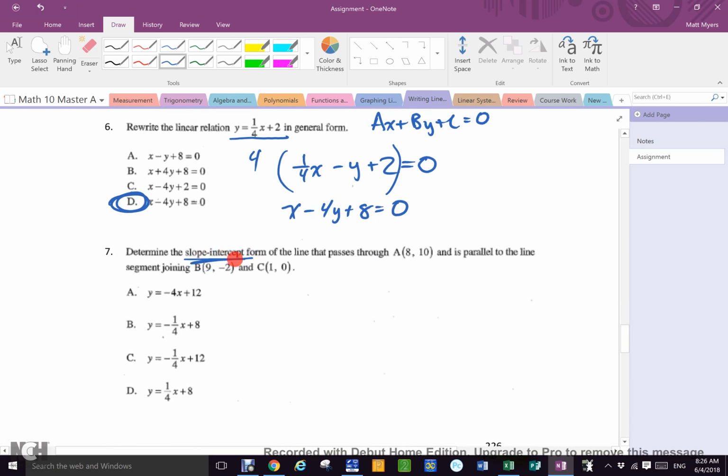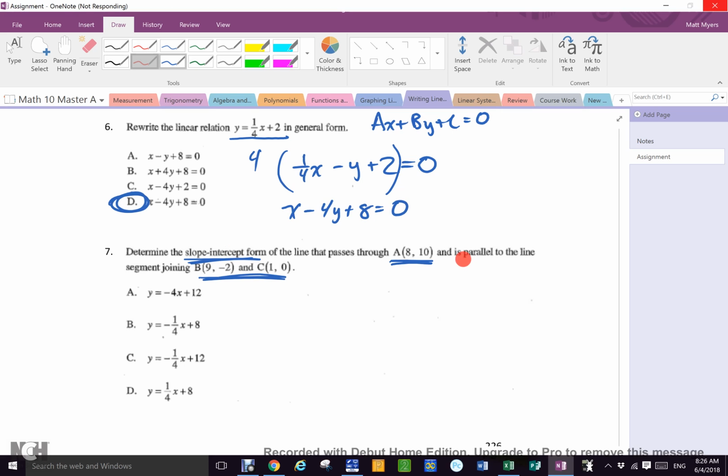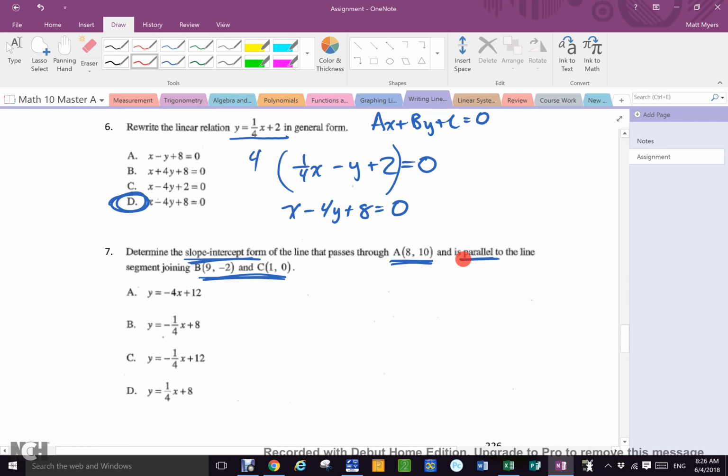I want the slope-intercept form of the line that goes through there and is parallel to that line. So, to do slope-intercept form, I need a slope. How do I find the slope? Well, it is parallel to this, so I better find that slope. That slope is 2 over -8. Right? Because 0 minus minus 2 is 2, 1 minus 9 is -8, so that slope is -1/4.